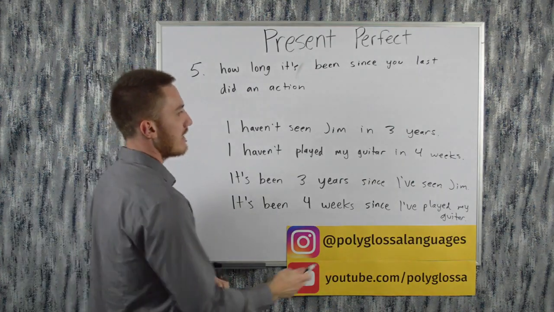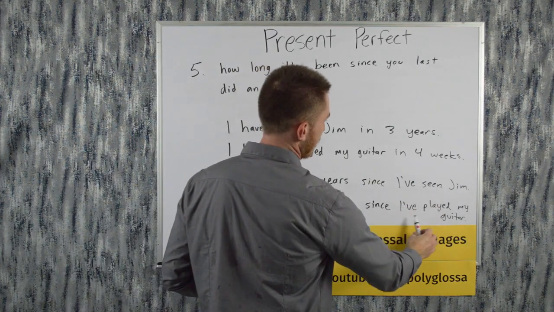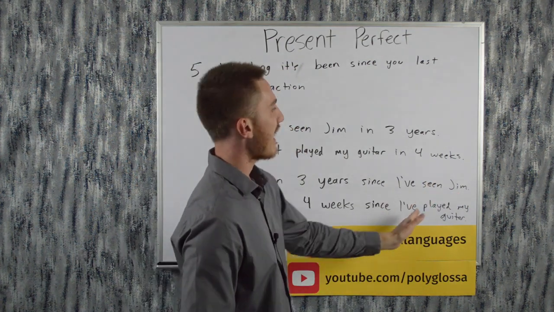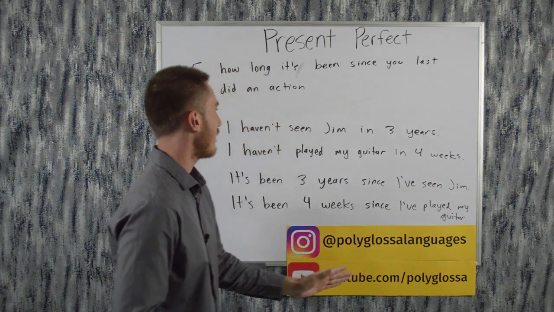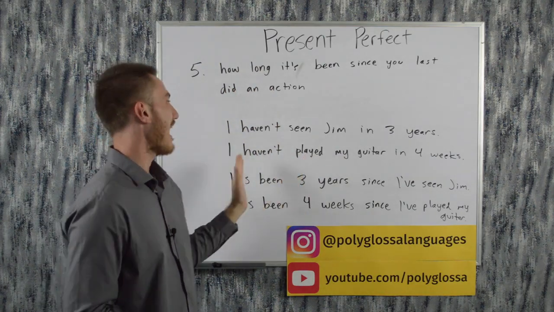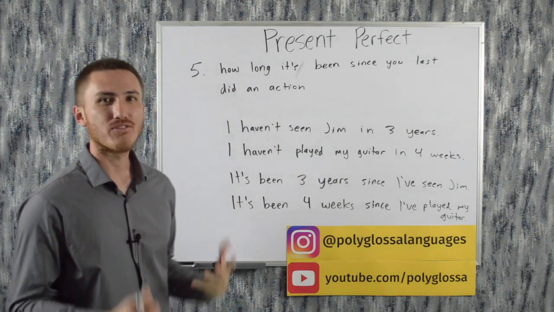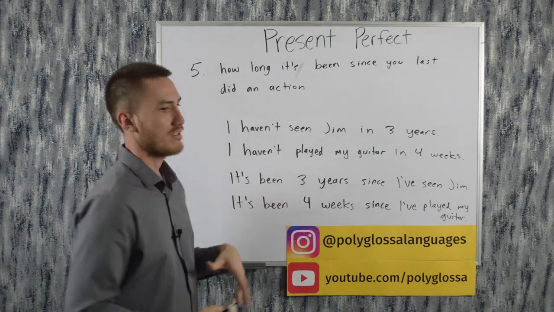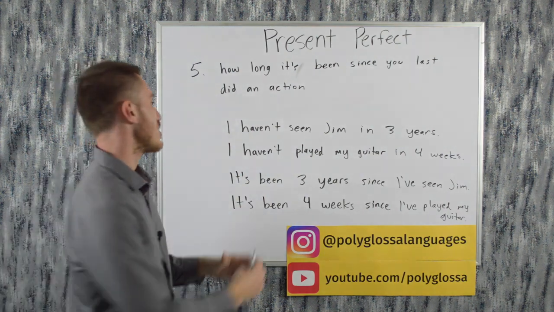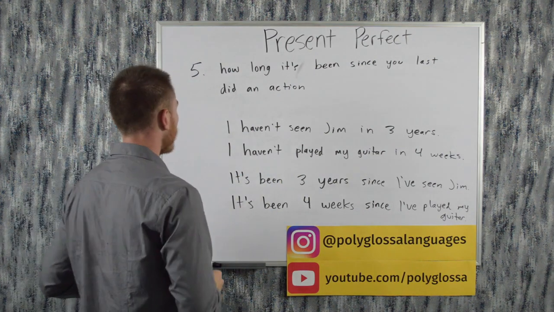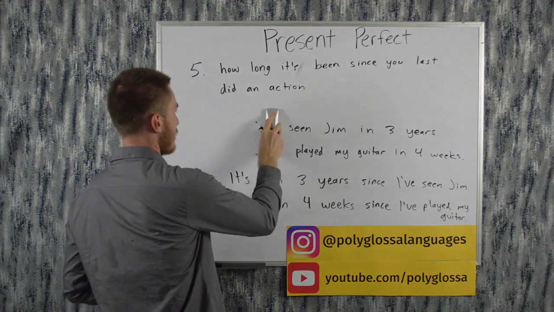Notice the difference that here we have positive constructions. Since I've seen Jim, since I've played my guitar, right? But here we have negative constructions. I haven't seen Jim, I haven't played my guitar. But the meaning is the same, right? So they're both present perfect and they have the same meaning, but it's just a different structure, okay? So that was our last usage, our 5th usage.